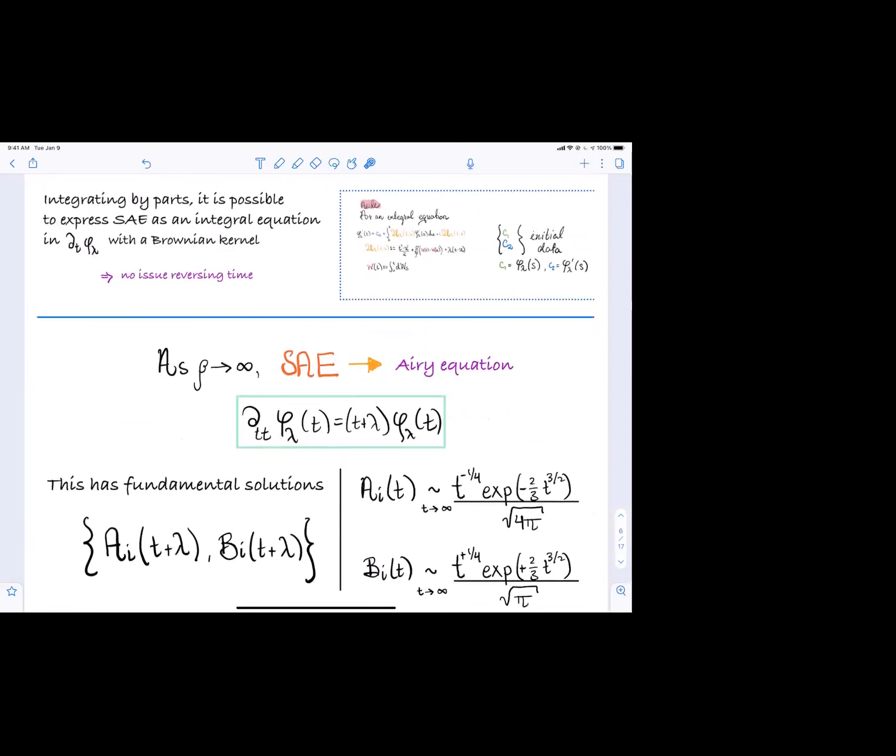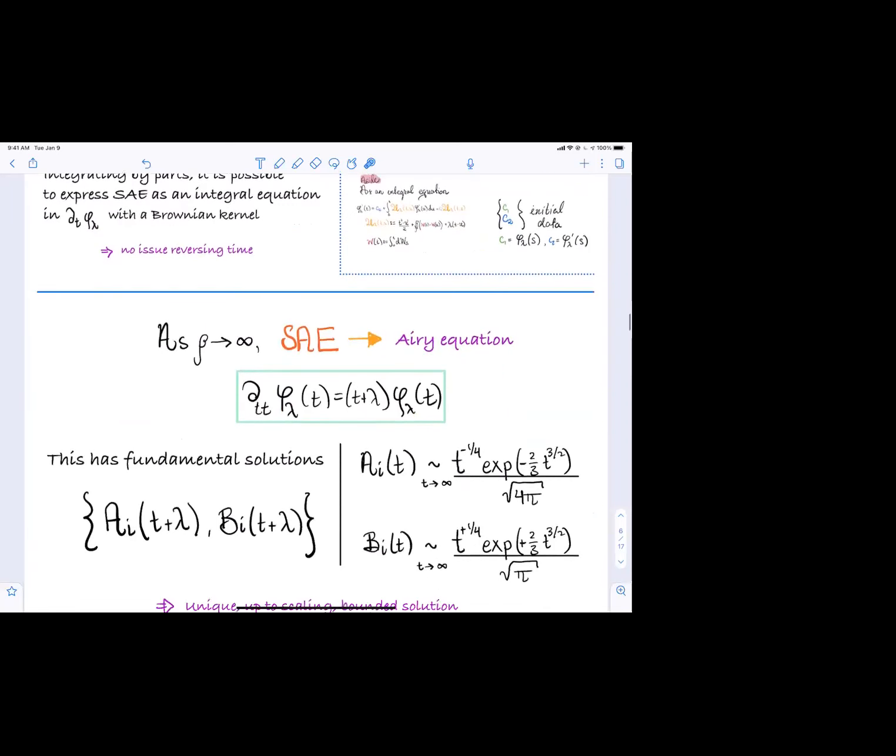The standard way of representing its fundamental solutions is as Airy and Bairy. The asymptotics of these as t goes to infinity are well known. The main thing I want to point out is that this Airy solution is the one which decays, like e to the minus 2/3 t to the 3/2, whereas the Bairy one is the one which grows like e to the 2/3 t to the 3/2.